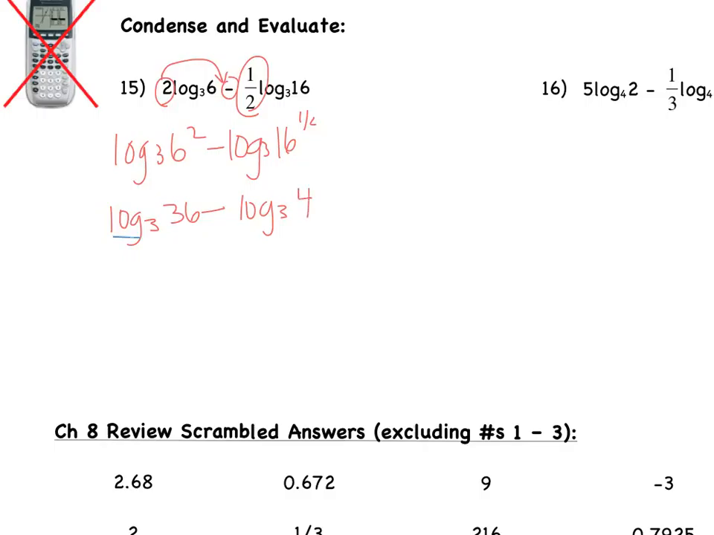Now at this point, we have the same log, same base, so I get log base 3, and then there's something that I do with those arguments. If I'm subtracting, it means I divide the arguments, so I get 36 over 4. Now that's the condensing part. In order to evaluate, you have to set equal to x and find x. Good luck.